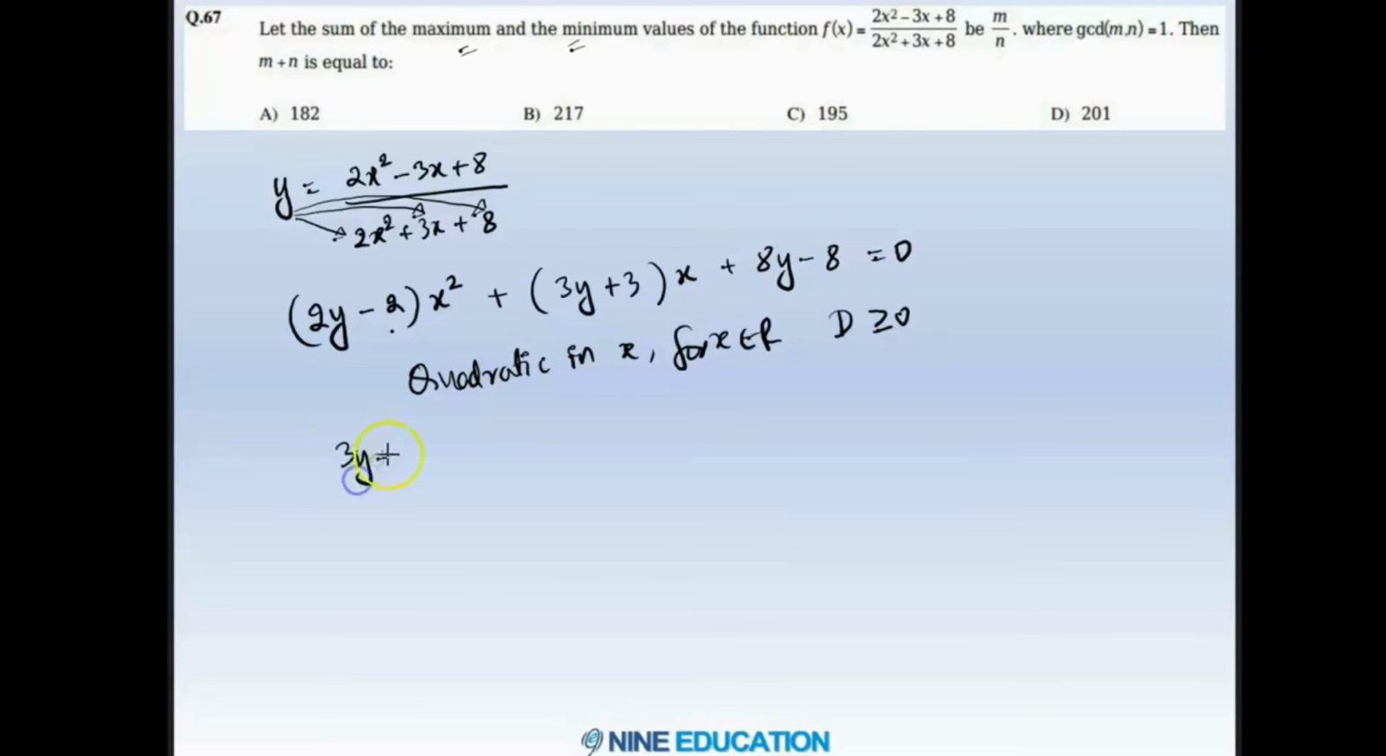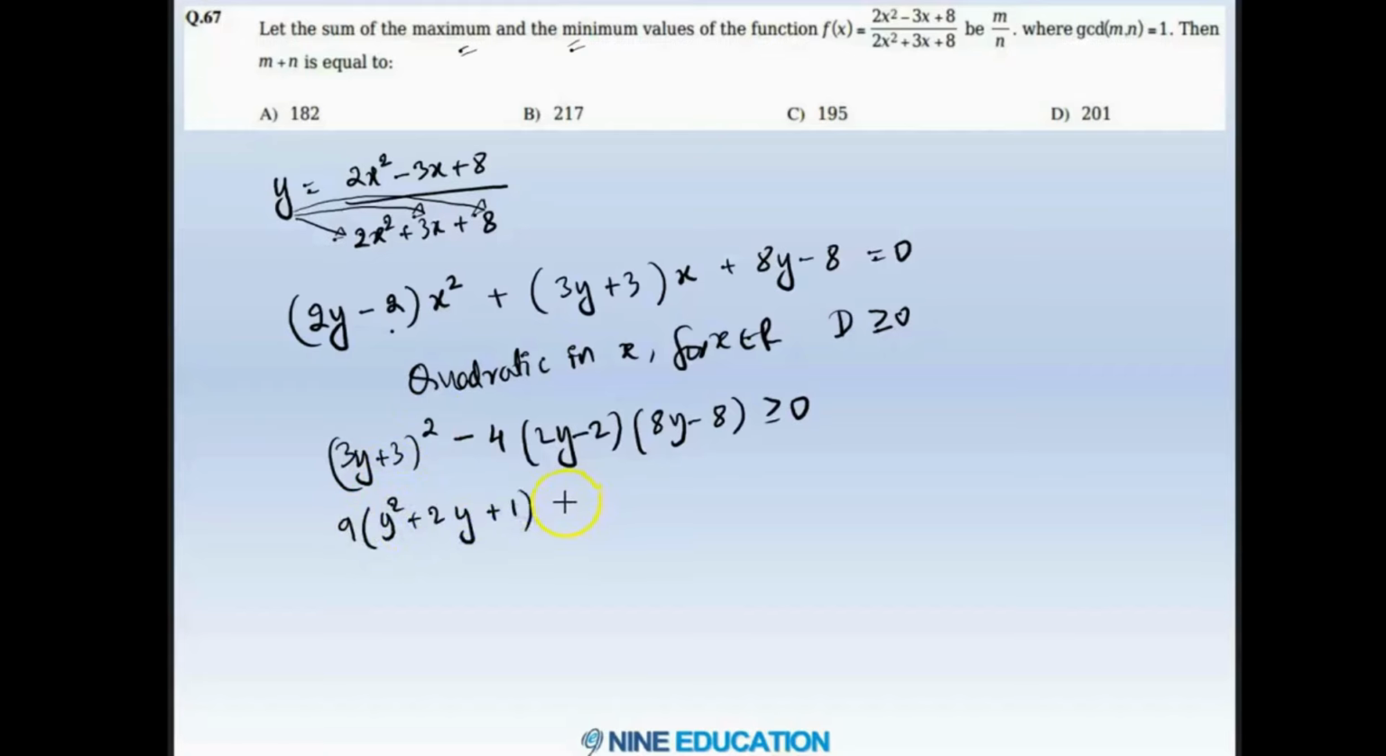So the discriminant of this particular quadratic is (3y + 3)² − 4AC, which is 4 × (2y − 2) × (8y − 8), and that has to be greater than or equal to 0. I can take 3 common, whose square will be 9, and then (y + 1)² will be y² + 2y + 1. Here also I can take 2 and 8 common, so it will be 4 into 2 is 8, 8 into 8 is 64, and then (y − 1)(y − 1), greater than or equal to 0.